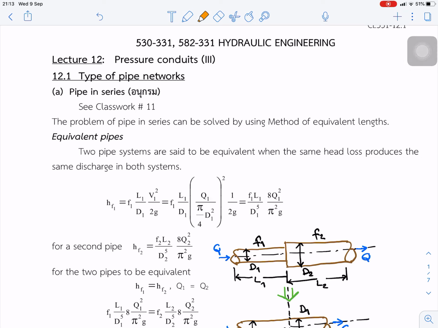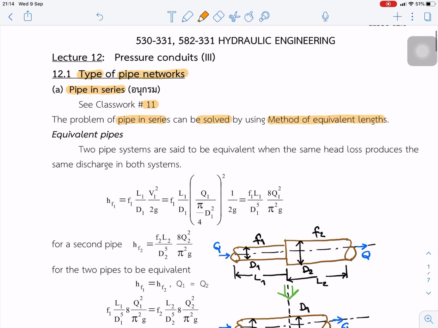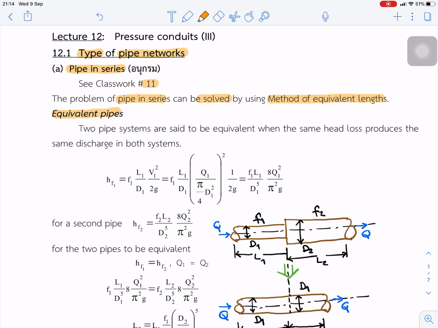Lecture 12, Pressure Conduits. This topic is types of pipe networks, starting from pipes in series. From the previous classwork 11, you have done how to solve the problem of pipes in series. In this lecture, pipes in series can be solved by using the method of equivalent length. What is the equivalent length?